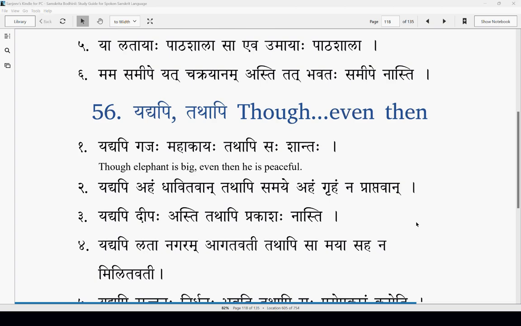यद्यपि गजः महाकायः अस्ति तथापि सः शान्तः अस्ति. यद्यपि अहं धावितवान्. The second one is using the bhutakritanta, धावितवान्. यद्यपि अहं धावितवान् तथापि समये अहं गृहं न प्राप्तवान्. Even though I ran, even then I did not reach home in time.